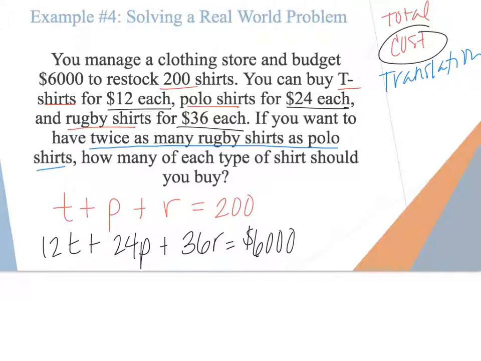Okay, and then finally our translation statement. It says that we need to have twice as many rugby as polo. So twice polo is going to be equal to our rugby.